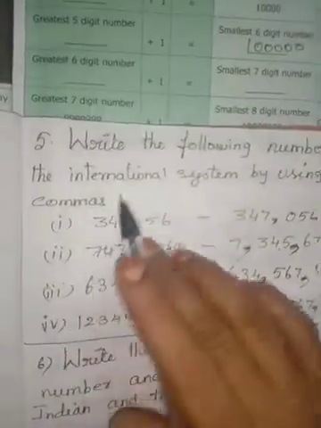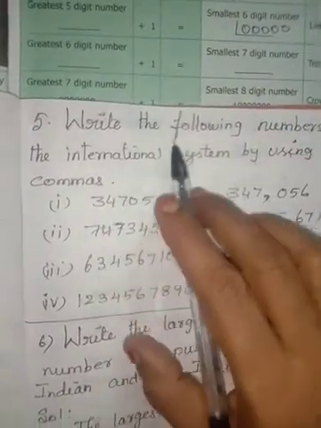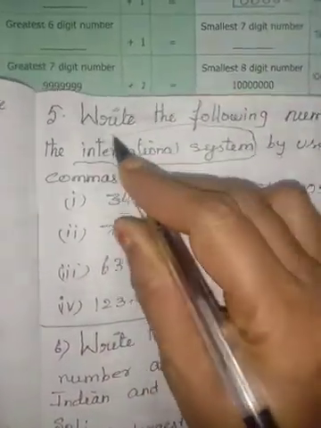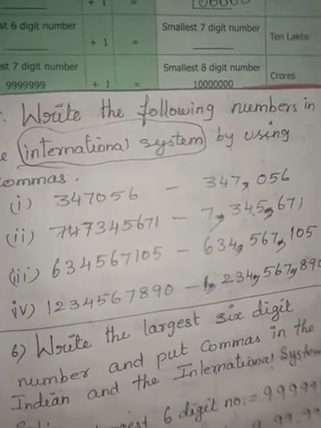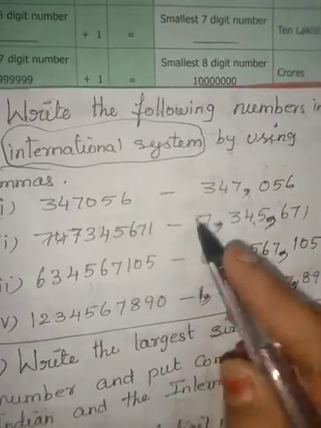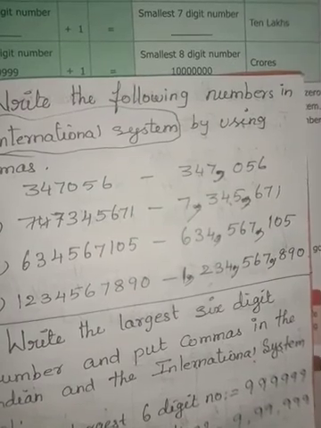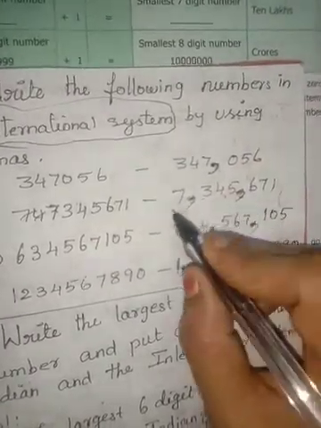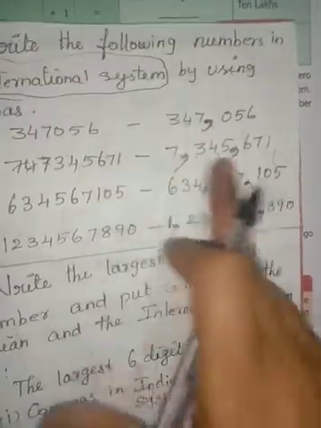The fifth one, write the following numbers in the international system by using commas. So we put the international system. How can you put the commas in the international system? Every number should have 3 digits in each respective group. So I put a comma from right to left after every 3 digits, like this way. Okay. First 3 digits, then again 3 digits. Here the millions have only 1 digit. That's why I write like this.